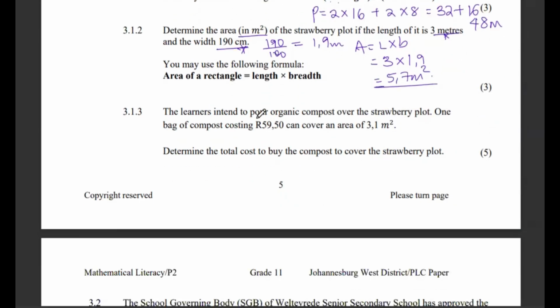3.1.3. The learners intend to pour the organic compost over the strawberry plot. 1 bag of compost, costing 59 rand 50 cents, can cover an area of 3.1 meters squared. Determine the total cost. Remember, this cost is also going to be determined by the number of bags that we need.